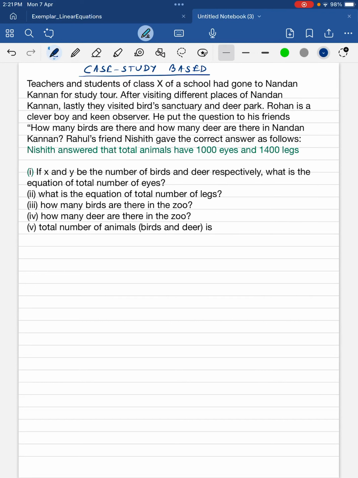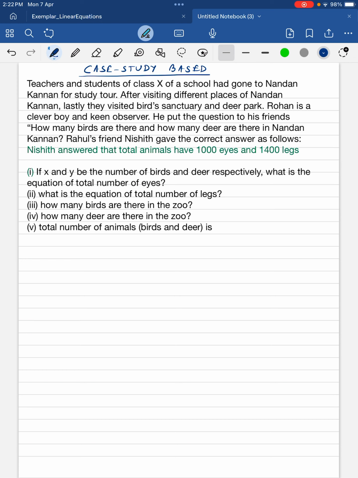Hi, today I'm discussing a case-based question on linear equations in two variables. Now the question is like this. Teachers and students of class 10 of a school had gone to Nandan Kannan for a study tour. After visiting different places of Nandan Kannan, lastly they visited the bird sanctuary and deer park.